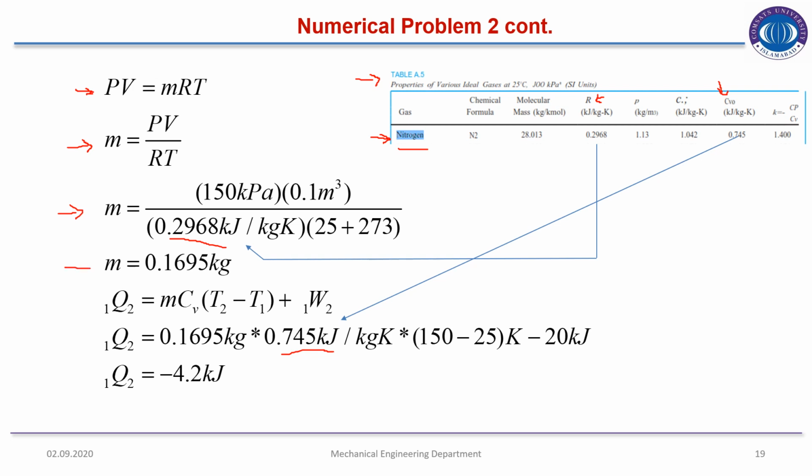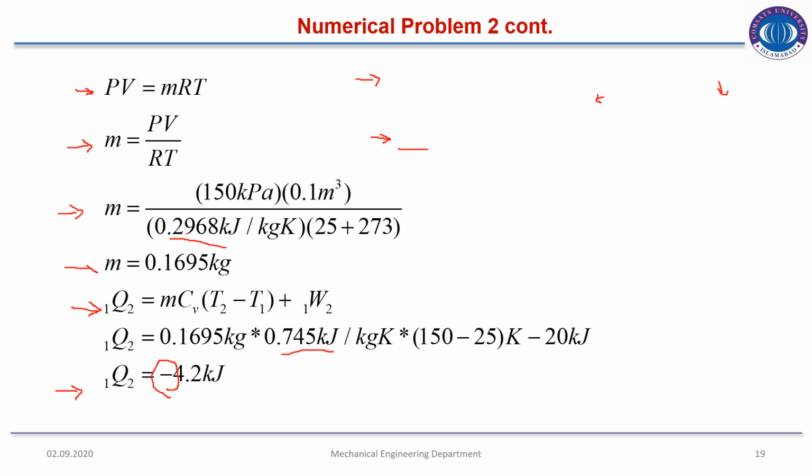So you will find the mass, which comes out to be 0.1695 kg. You will insert the value of mass, and the value of CV is from the table indicated by the arrow, and you will find the amount of heat, that comes out to be minus 4.2 kilojoule. So the negative sign indicates that heat is taken out from the nitrogen.